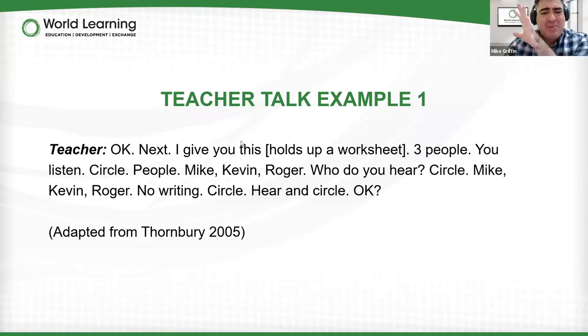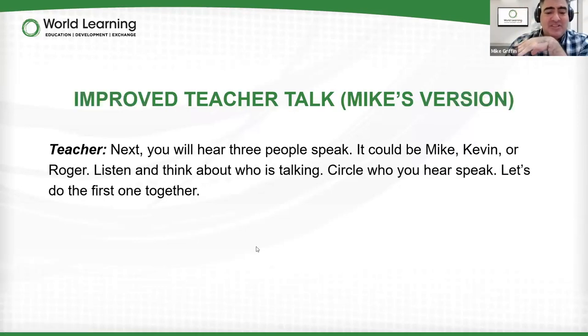So here's my version, not perfect, but just a quick rewrite. Giving instructions, exactly. So here's one example of how to fix number one from before. Next, you'll hear three people speak. It could be Mike or Kevin or Roger. Listen and think about who's talking. Circle who you hear speak. Let's do the first one together and then model it. So that's just my example. Maybe not a perfect example, but that's my example.